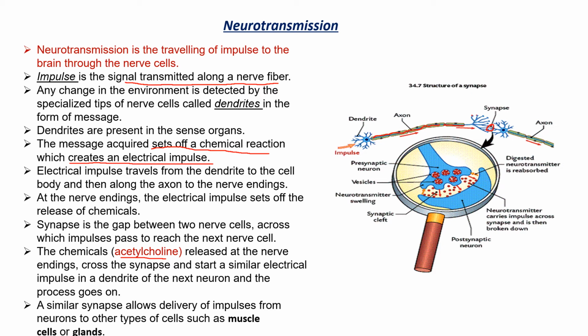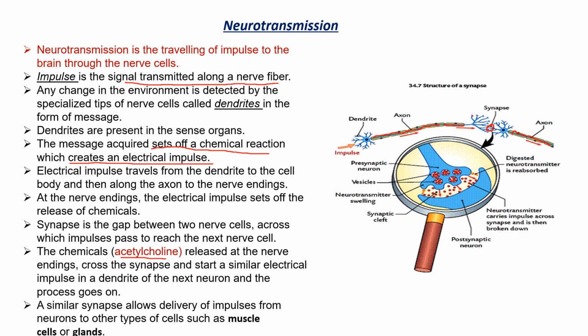Again, the dendrites of the next nerve cell will collect this information and pass it on in the form of an electrical signal, and hence it will reach the brain. The brain will interpret the message, and then it will send the information to the respective muscles or glands, or blood vessels or any organs, to react accordingly.